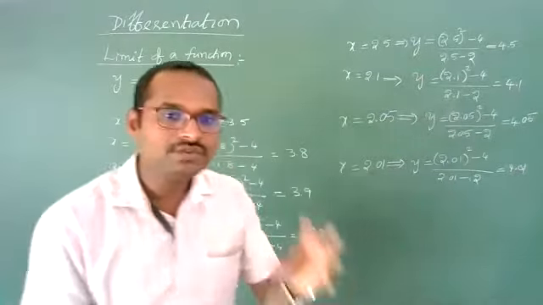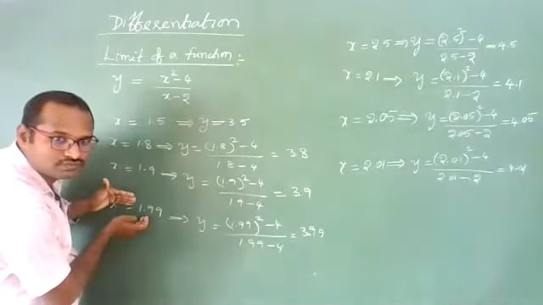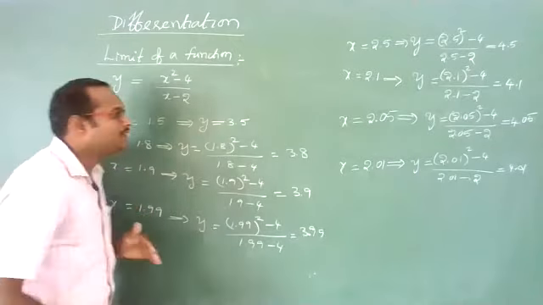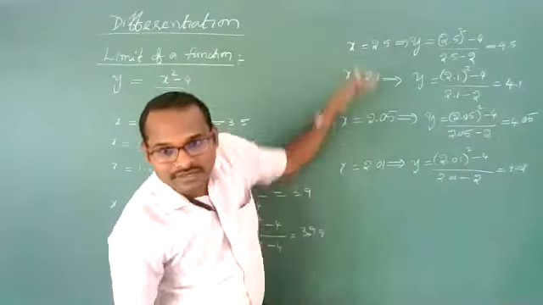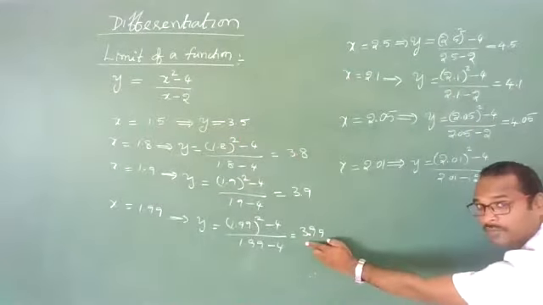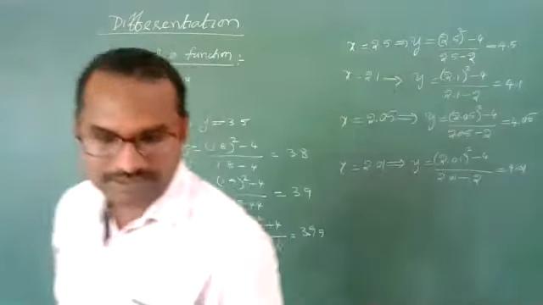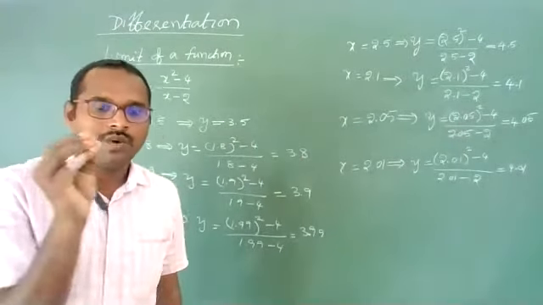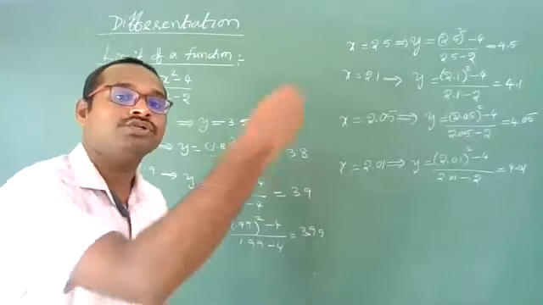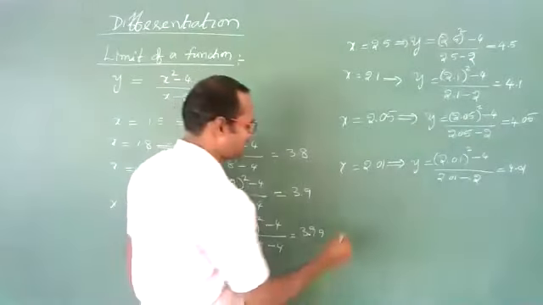Means when x value is reaching 2 from smaller values, and when x value is reaching 2 from bigger values, in both the cases y value is approaching almost 4. Means y has got one limiting value when x approaches 2. Clear? Yes. That we will write like this.